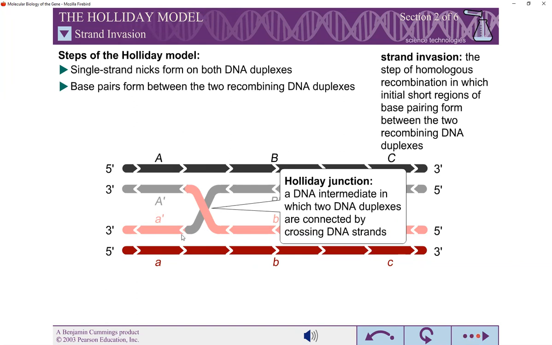Please look here. Once the strand cleavage has taken place and the nicks have been produced, the strands begin to migrate into the opposite strand. This step is called strand invasion. It is the step of homologous recombination in which the initial short region of base pairing forms between the two recombinant DNA duplexes.